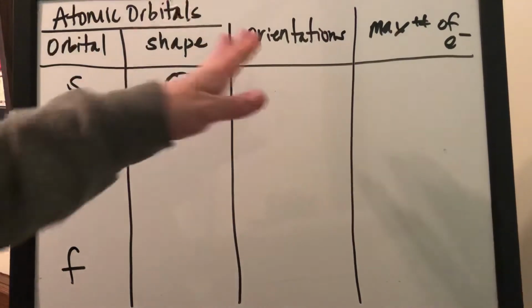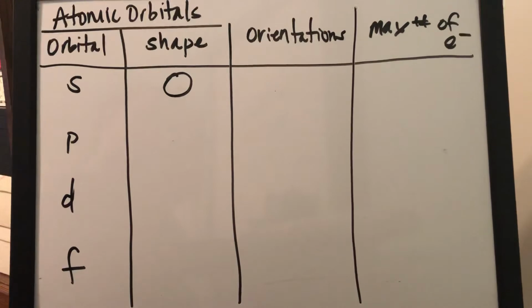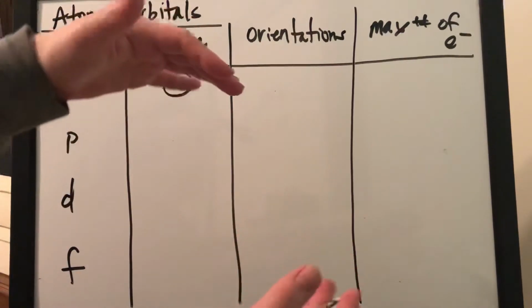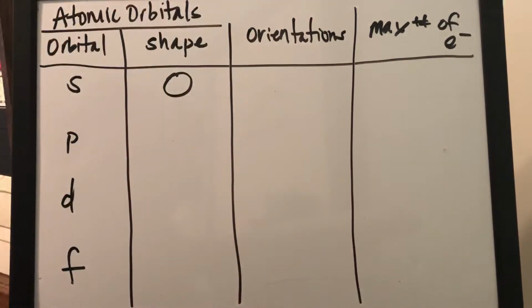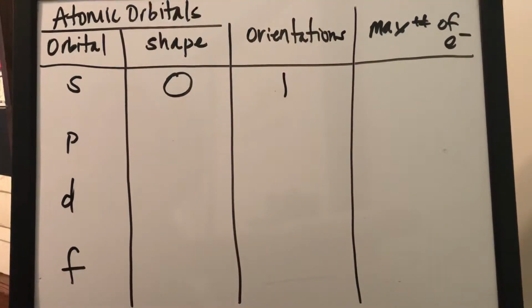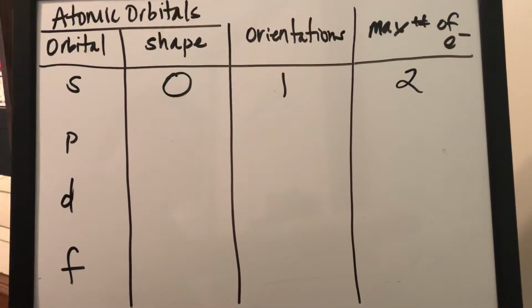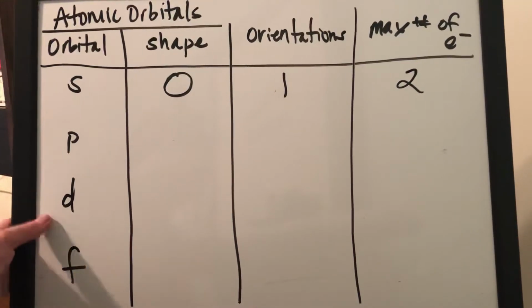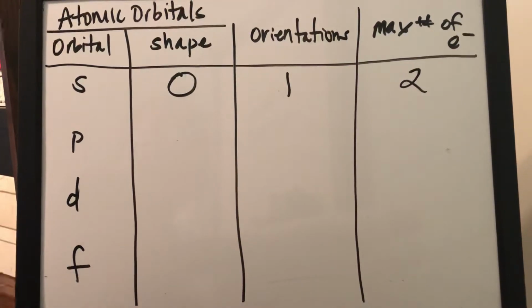The deal with the orientations is how many ways can we take a perfect sphere and move it in space so that it looks different to you. Because it's a perfectly symmetric sphere, the answer is there's only one orientation. We'll see how that changes in a minute. And the rule with orbitals is that any orbital can hold a maximum of 2 electrons. The orbital can hold 1 electron, it can have 0 electrons, and at maximum it can hold 2 electrons, but no more than 2.